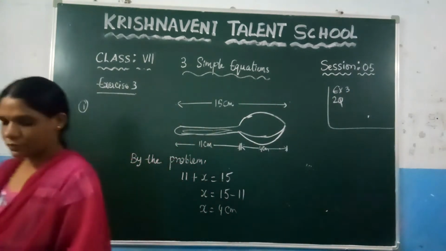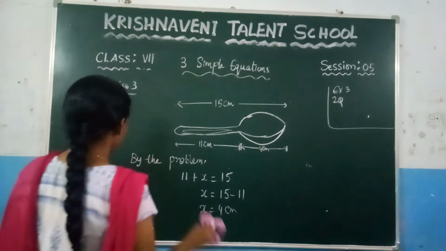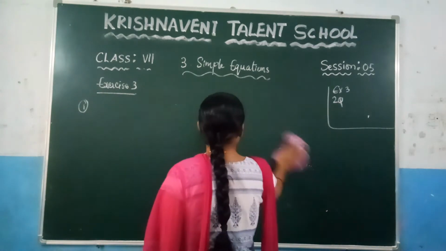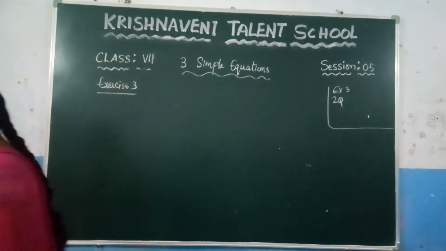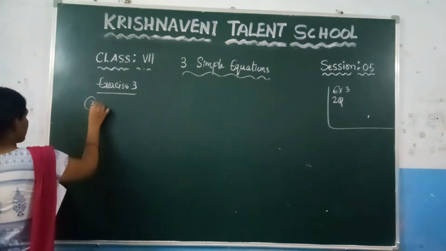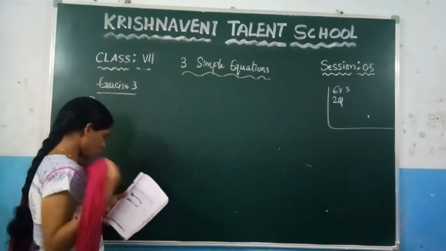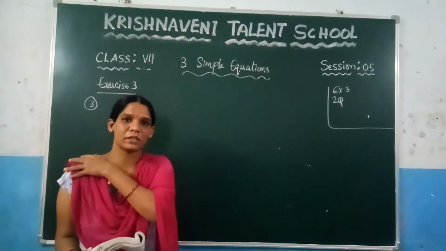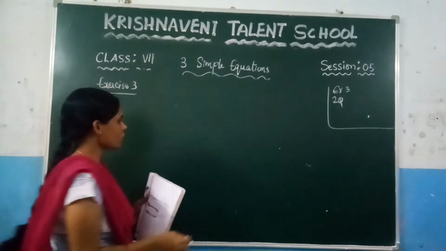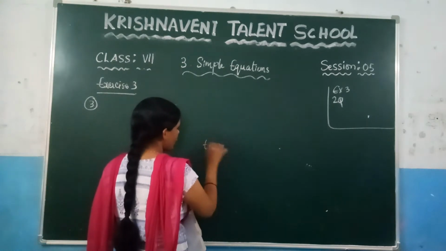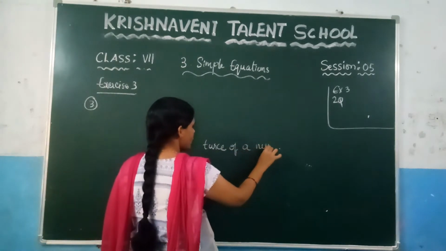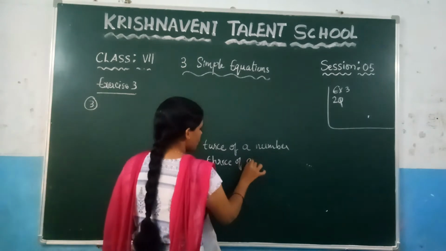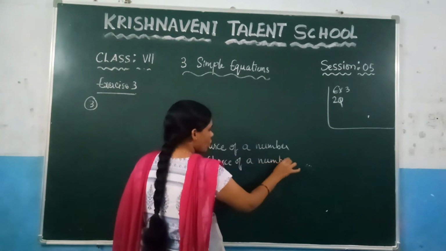Now see the third question. What is the third question given here? Before doing the third question, let us see the meaning of twice a number, thrice a number. What is meant by twice of a number? If in a question you have seen twice of a number, thrice of a number, or 2 times of a number, what is the meaning of this?